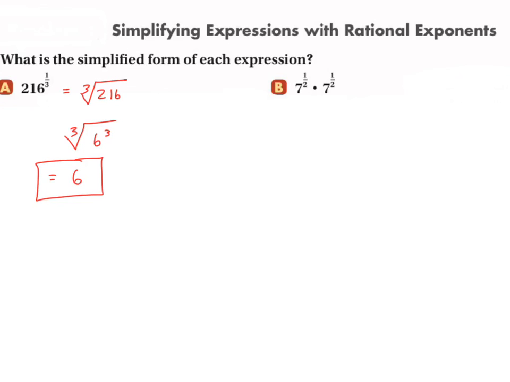Here we've got 7 to the 1/2 power times 7 to the 1/2 power. If we want to, we could think of it this way. We could say the square root of 7 times the square root of 7. And we remember what happens when we have two items with the same index and we're trying to multiply them. We're going to multiply what's underneath the radical. So this is the square root of 49. And in this case, the square root of 49 is just 7.